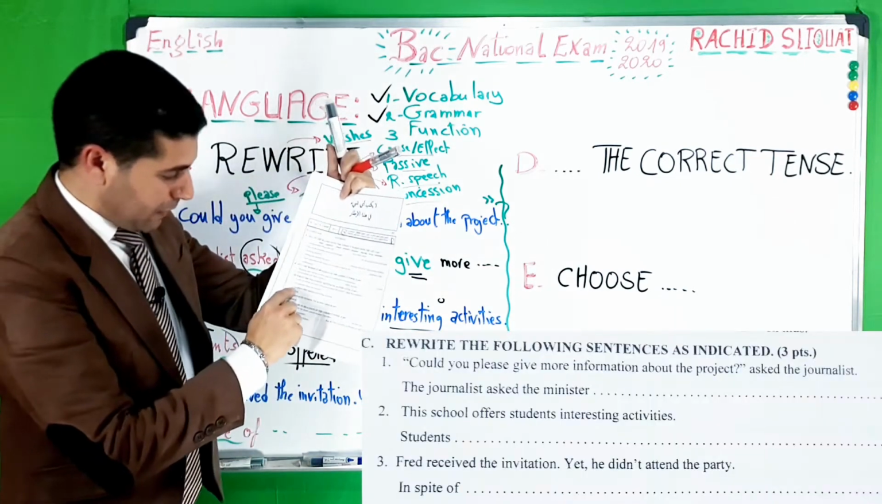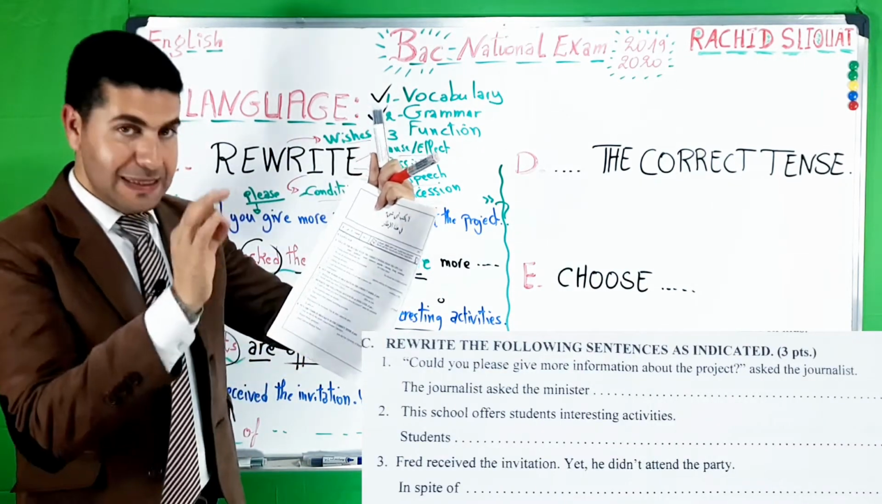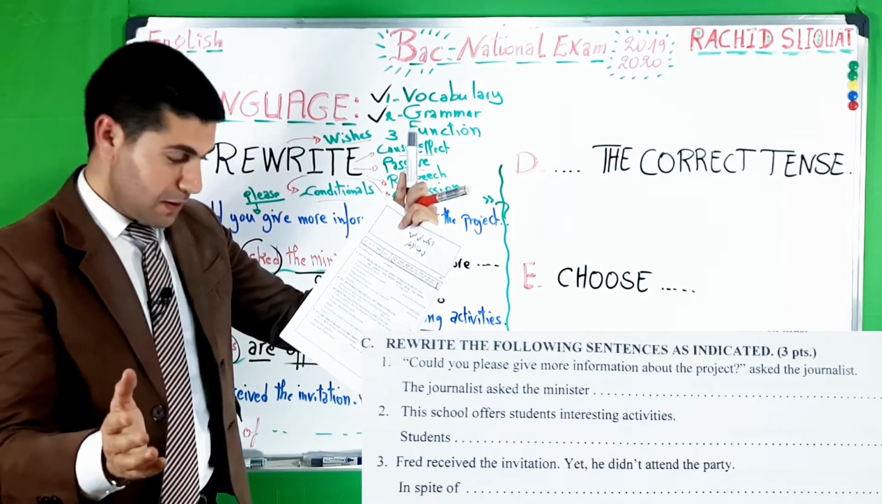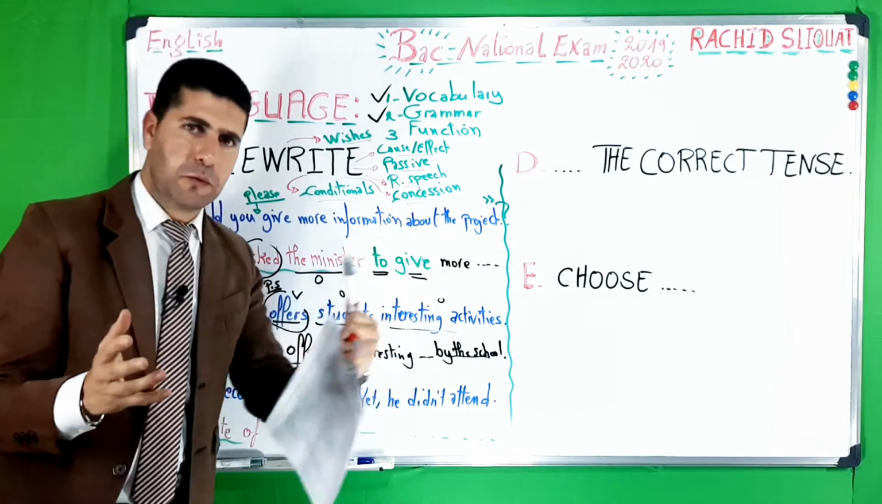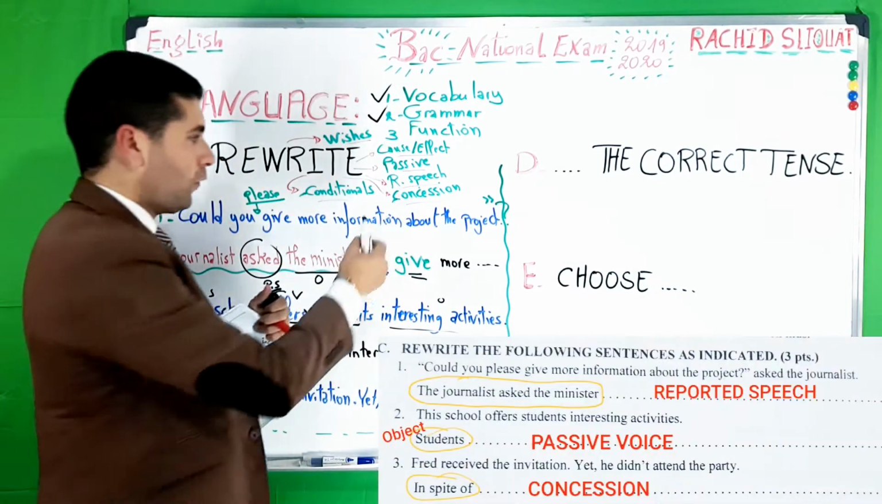Number 3, as you can see here, we have "Fred received the invitation, yet he did not attend the party." In spite of. So in spite of is for what? In spite of is of concession.